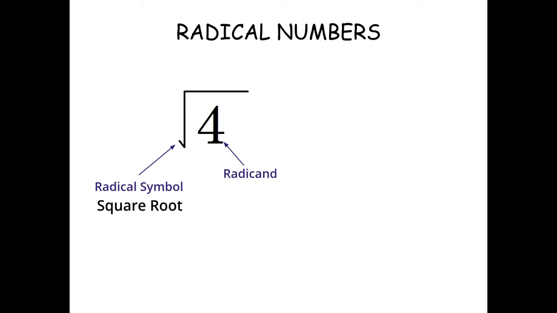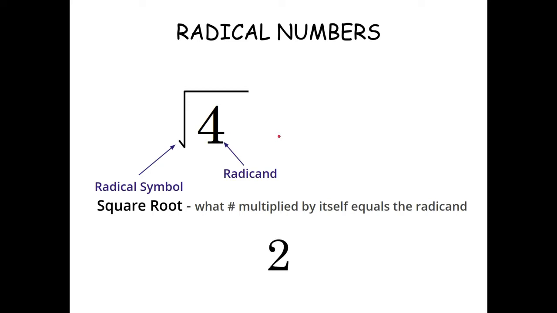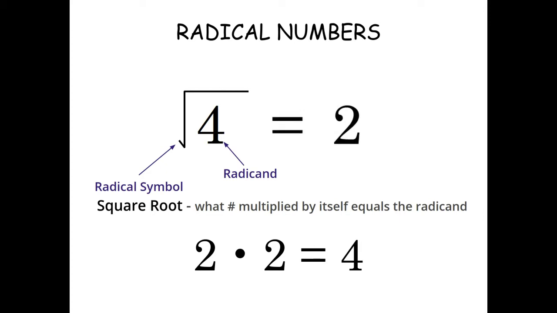So what does this mean? This says right here square root of 4. Square root means one number multiplied by itself equals the radicand. In this case the radicand is 4. So what number is that? People should know that. The answer is 2. Right? 2 times itself is equal to 4, the radicand. So 2 times 2 is 4. Therefore, the square root of 4 is 2, because 2 multiplied by itself equals 4.